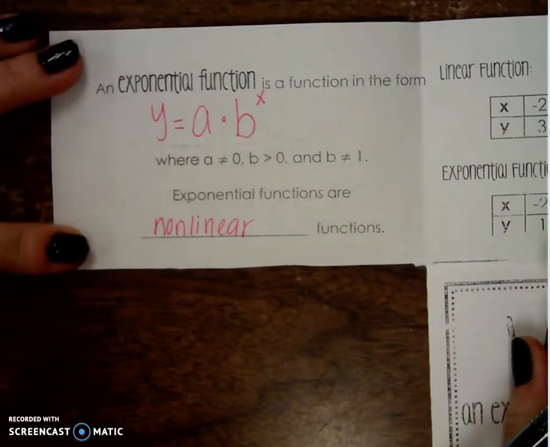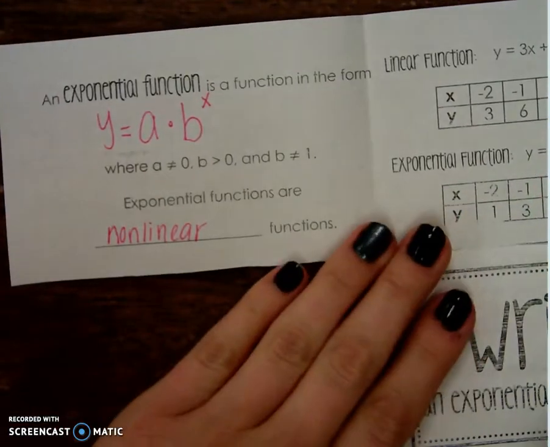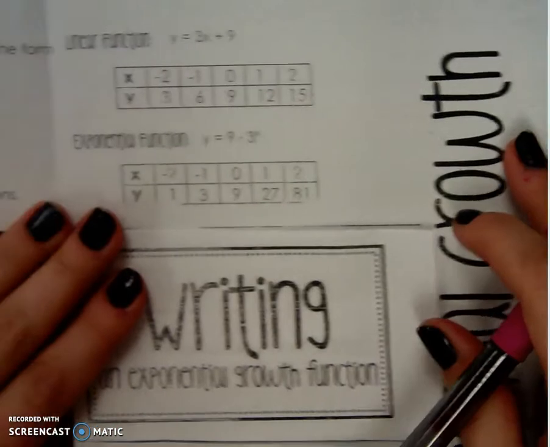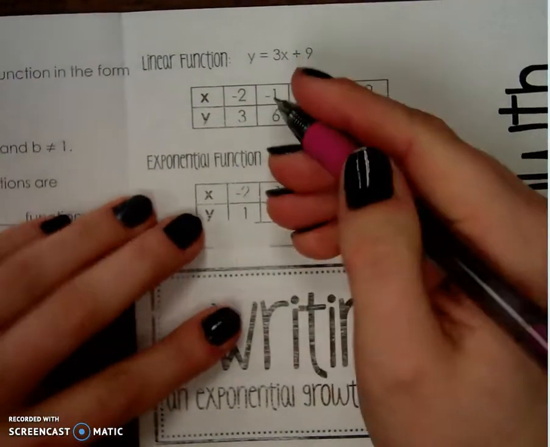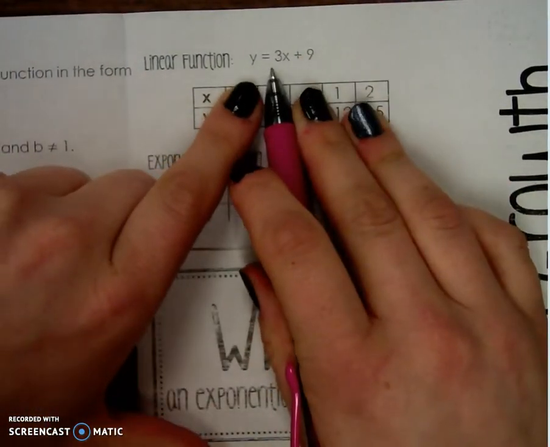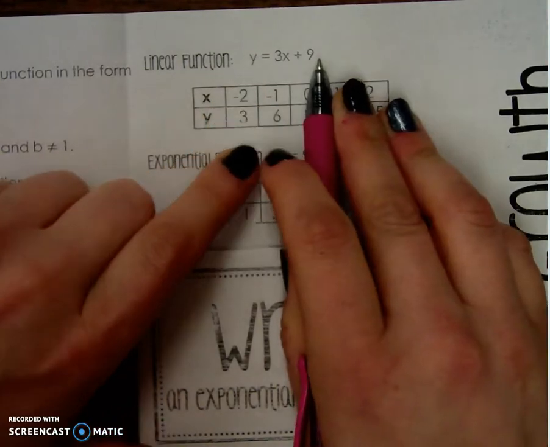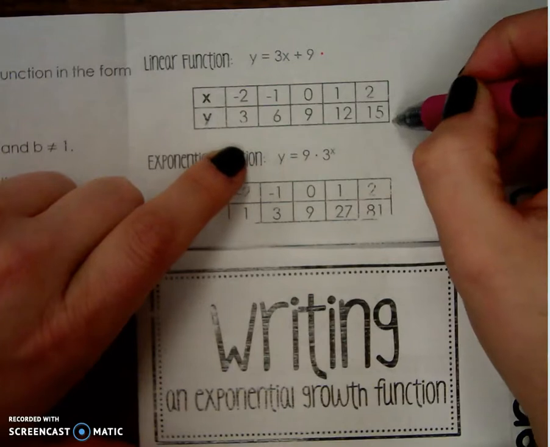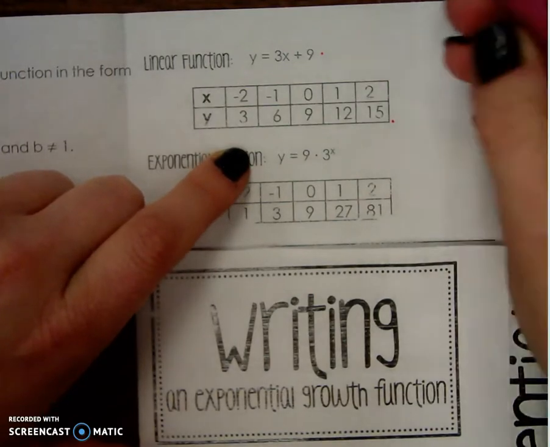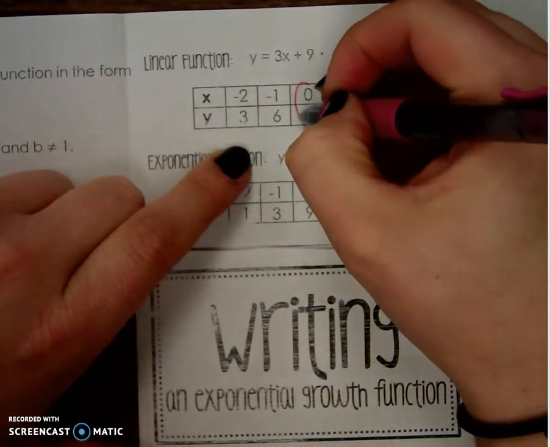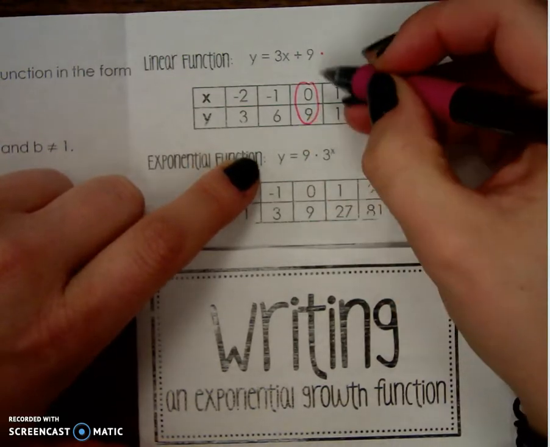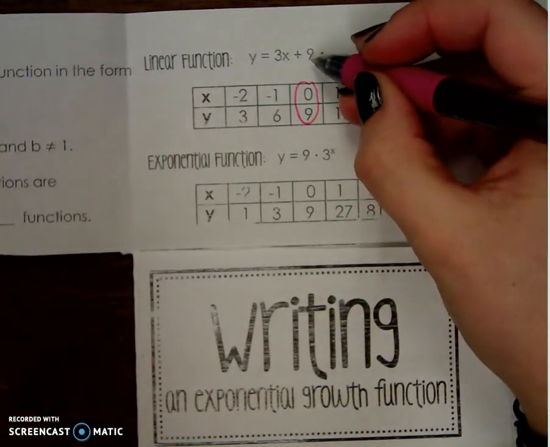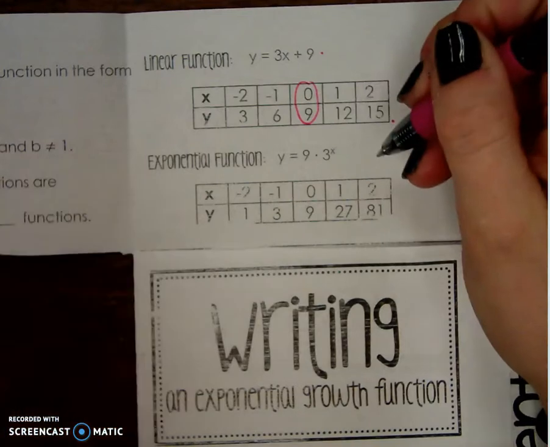Okay? So let's look at the difference between linear and exponential functions. We've talked about linear functions before. We know this to be written in slope-intercept form. Okay, so let's see how this equation or function matches the table. Remember, we always first looked at the y-intercept. This is going to be where it crosses that y-axis. When x is 0, y is 9.